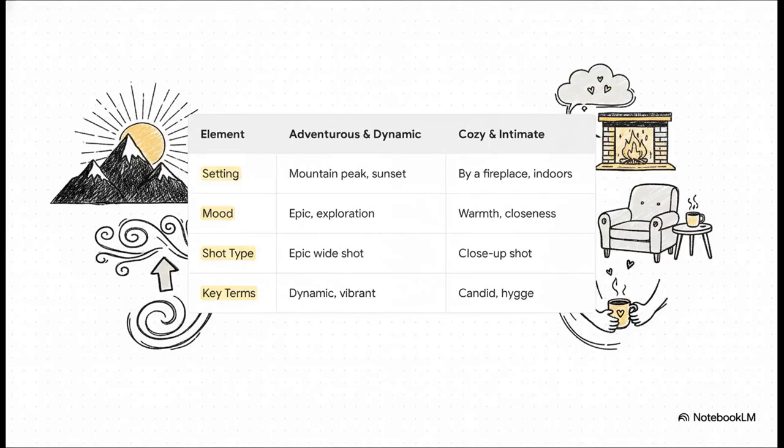This table really just lays the contrast out there crystal clear. Look at adventurous versus cozy. You've got a mountain peak versus a fireplace, an epic wide shot versus a close-up. It just goes to show you that our blueprint isn't some rigid formula. It's a flexible framework you can use to build any world you can imagine, just by swapping out the ingredients.